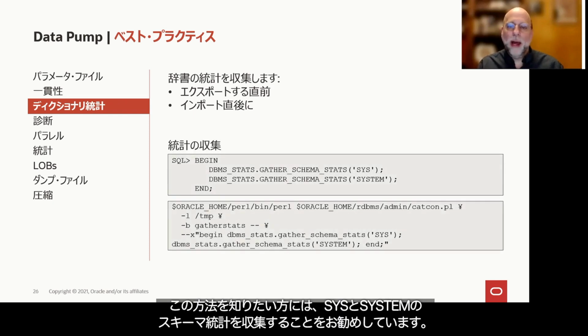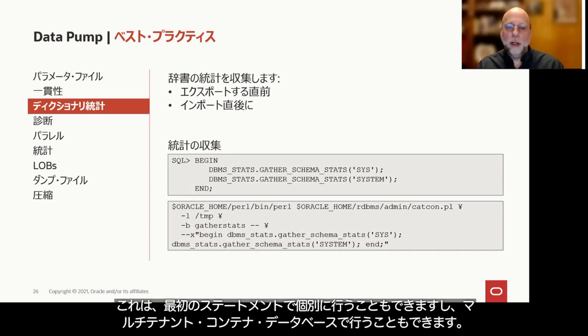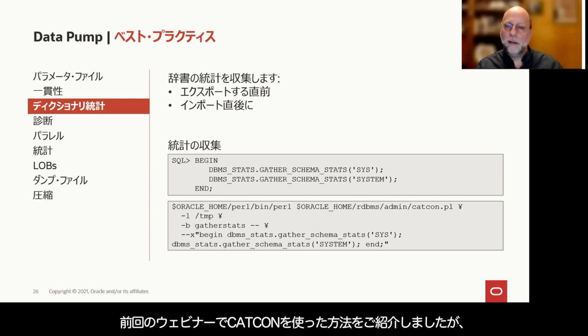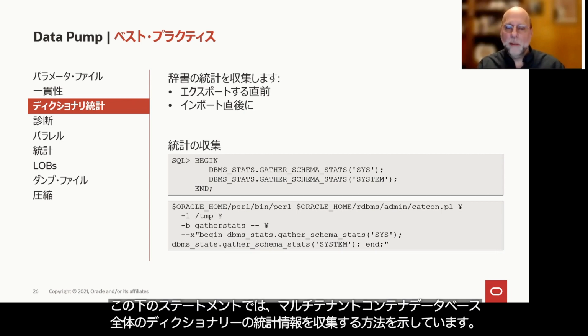If you want to know how to do this, we would recommend gathering schema stats on SYS and SYSTEM. You can do this individually with the first statement that you see there, or in a multitenant container database, remember our last webinar where we showed how to use catcon to do this? That statement, the lower one here, shows you how to gather dictionary stats across an entire multitenant container database.